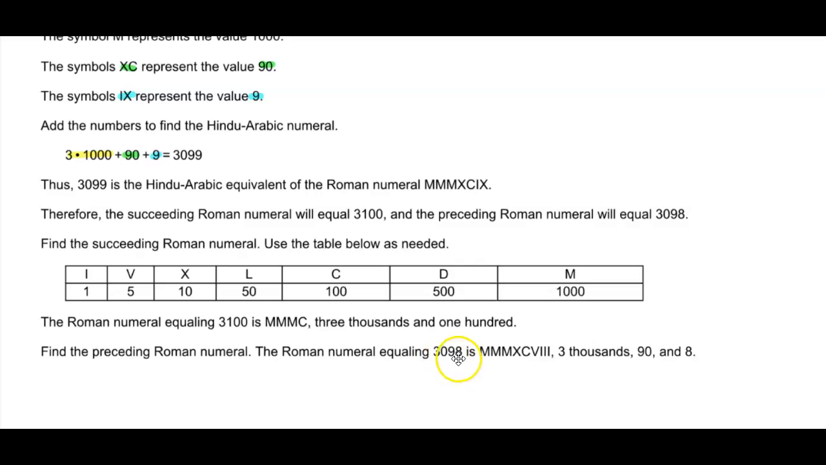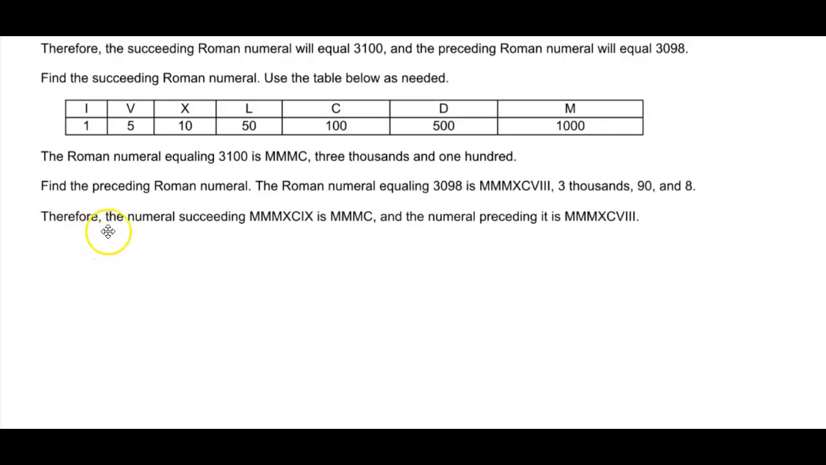So again, since we have 3000, we're going to have 3 M's. We know that XC represents 90. And then we have VIII, which represents 8. So therefore, this is 3000, 90, and 8. Therefore, the numeral succeeding MMMXCIX is MMMC. And the numeral preceding that is MMMXCVIII.